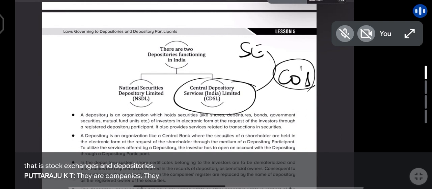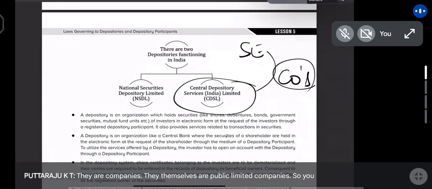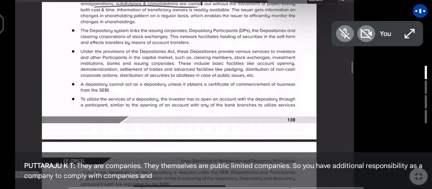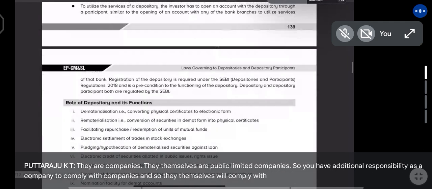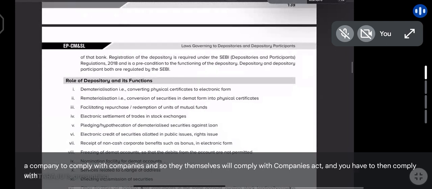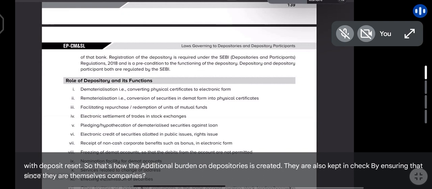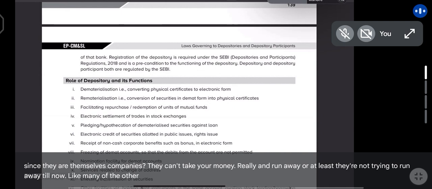They themselves are public limited companies. So you have an additional responsibility as a company to comply with the Companies Act. They themselves will comply with the Companies Act, and you have to then comply with the Depositories Act. So that's how the additional burden on depositories is created. They are also kept in check by ensuring that since they are themselves companies, they can't take your money really and run away, or at least they're not trying to run away till now, like many of the other major corporations who used to exist in India.